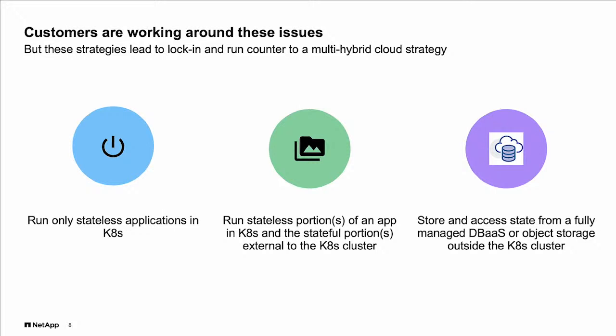They'll run a database in a VM outside the Kubernetes cluster, and try to manage and maintain state and access state from that, which works. And in other cases, what we have seen is customers simply using some fully managed database as a service in a cloud, or object storage outside the Kubernetes clusters, for maintaining state. Now, all these approaches work, but if you have a multi-hybrid cloud strategy, they sometimes run counter to it and can lead to a lock-in, which might be difficult for you to resolve once you have moved a whole bunch of applications and architected them that way.